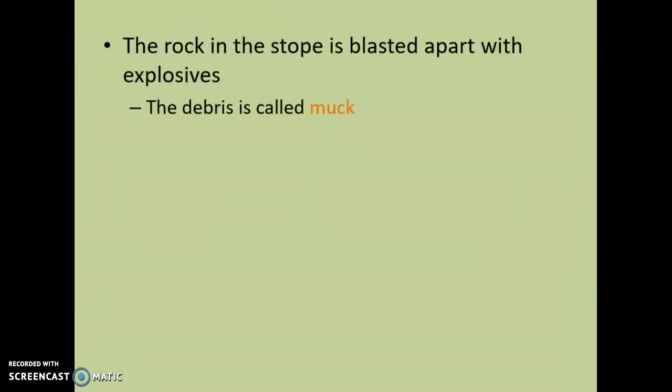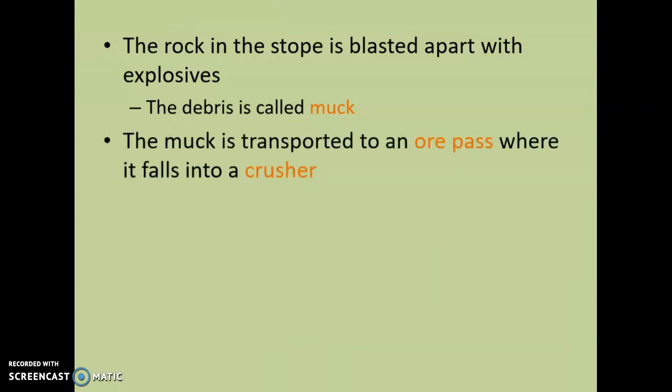Now, the rock in the stope is blasted apart with explosives. They put these explosives on the front so they can move forward, but also to some degree on the ceiling. And when they explode it, of course, all the debris falls in, and that debris is called muck. The muck is then picked up or pushed by a bobcat type of machine into something called an ore pass, and it falls down this tube into something called a crusher.